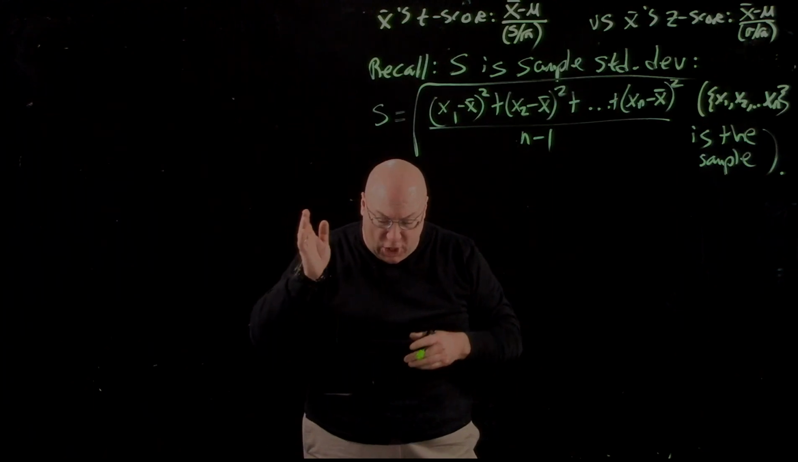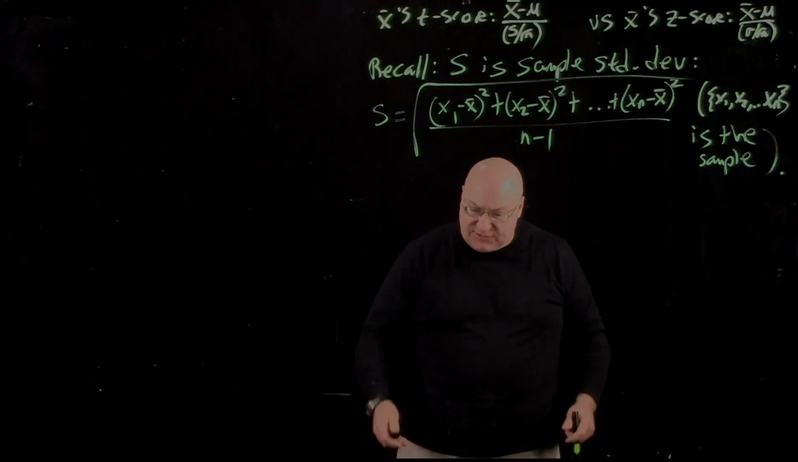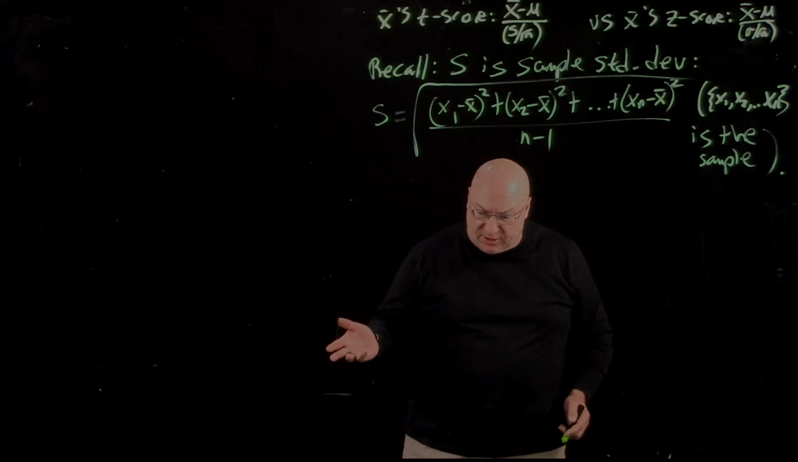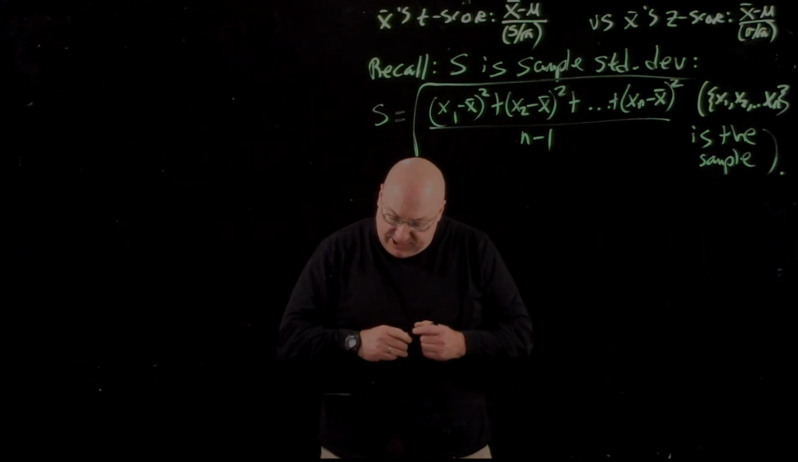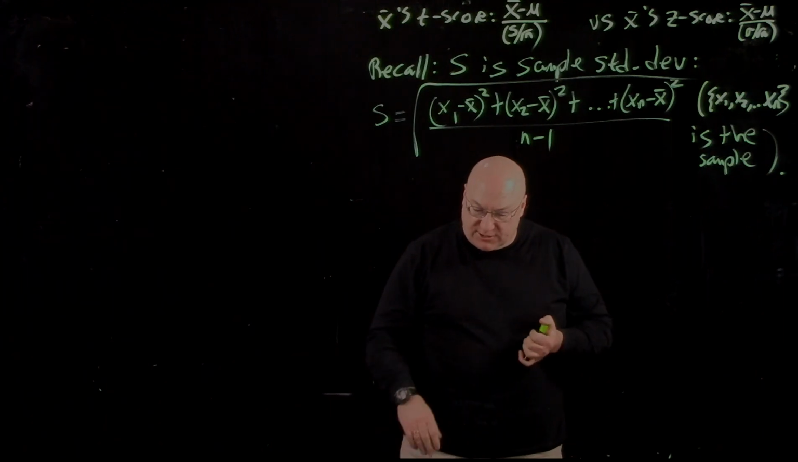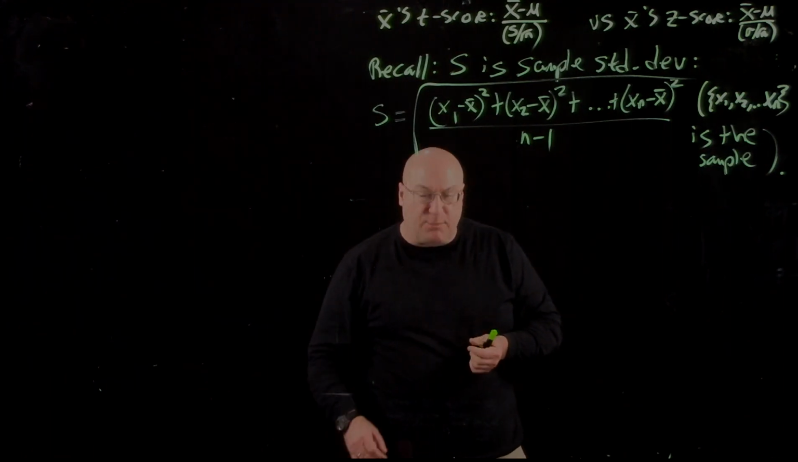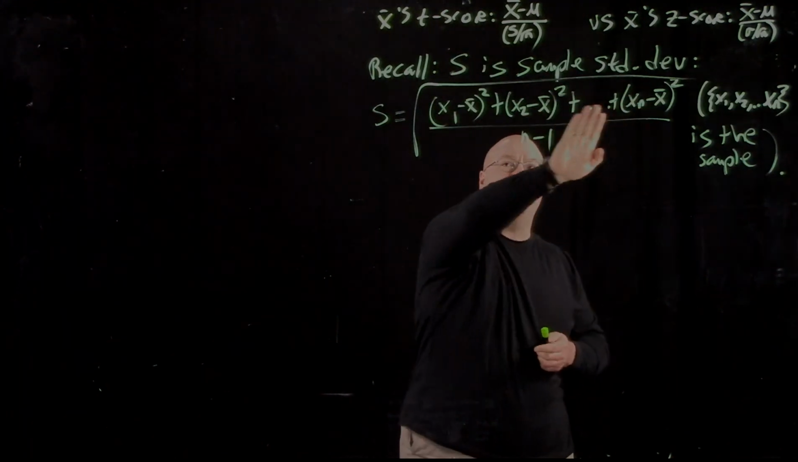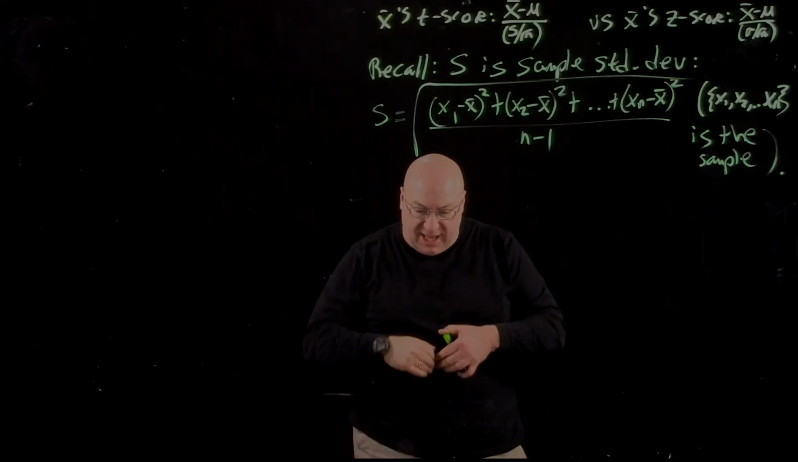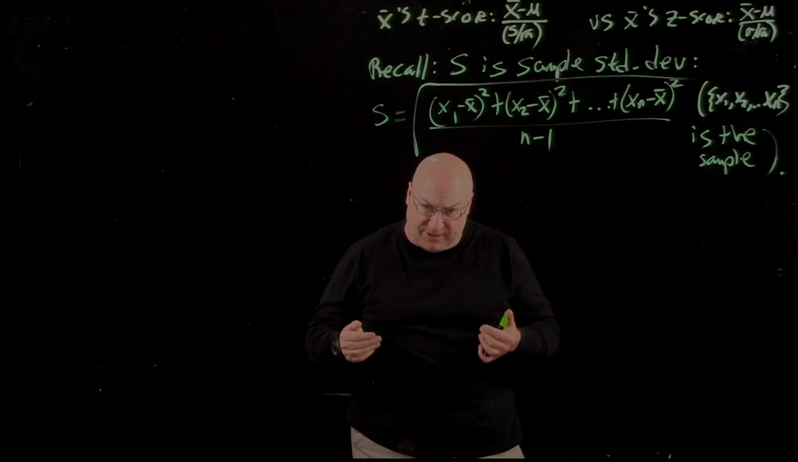And what I say in that paragraph is, just as it is a consequence of the central limit theorem that X bar's z-score is distributed as a z random variable, it is also a consequence of the CLT that X bar's t-score right here, where S is computed using this formula, is distributed as a t random variable.